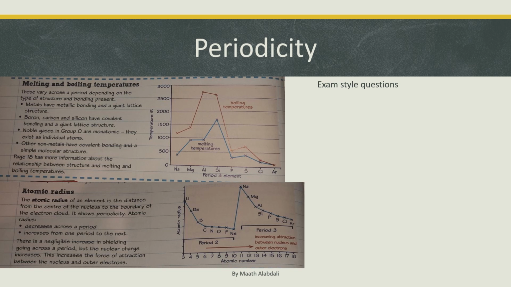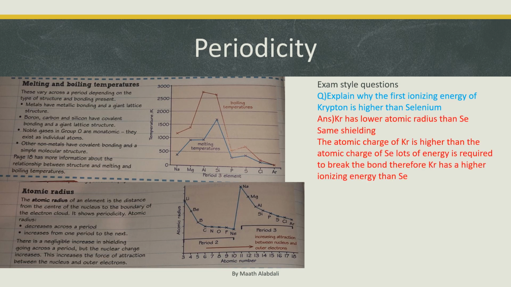Before I finish, I'm just going to mention a few exam style questions for practice. Explain why the first ionizing energy of krypton is higher than selenium. The answer is that krypton has a lower atomic radius than selenium. It has the same shielding though. The nuclear charge of krypton is higher than the nuclear charge of selenium, so more energy is required to remove the electron. Therefore, krypton has a higher ionizing energy than selenium.